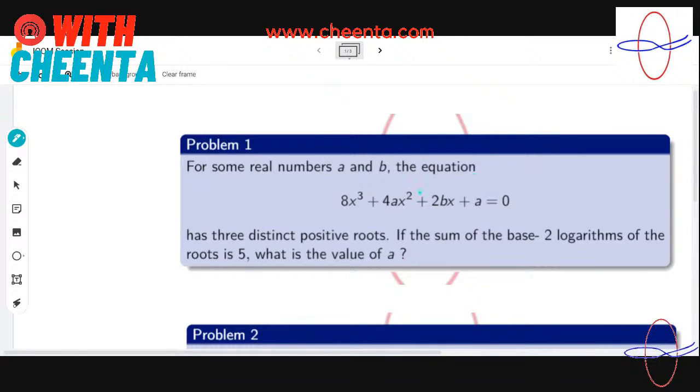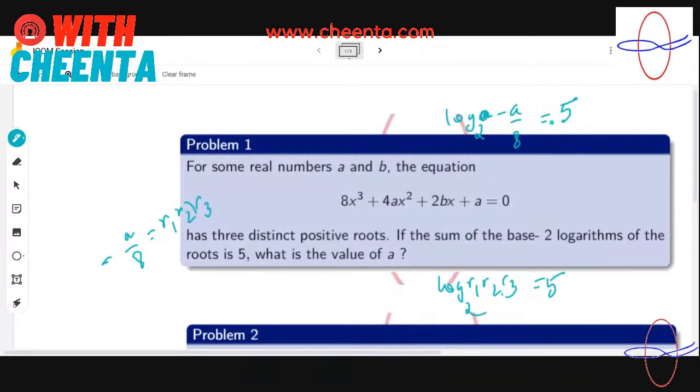We know by Vieta's formula that minus a by 8 is equal to the product of the roots, right? And the sum of the base 2 logarithms of the roots is 5. That is, log of r1 r2 r3 base 2 is equal to 5, right? So therefore, if you take log on this side, log of minus a by 8 base 2 is equal to log of r1 r2 r3 base 2, that is equal to 5.